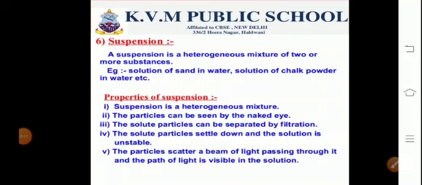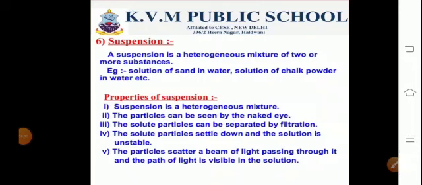Talking about suspensions, they are heterogeneous mixtures. Like, for example, sand in water or chalk powder in water. The examples of colloids are egg albumin in water or starch in water. In the suspension, the size of particles is more than 10 to the power minus 5 centimeter. They are opaque, heterogeneous. They settle down at the bottom.